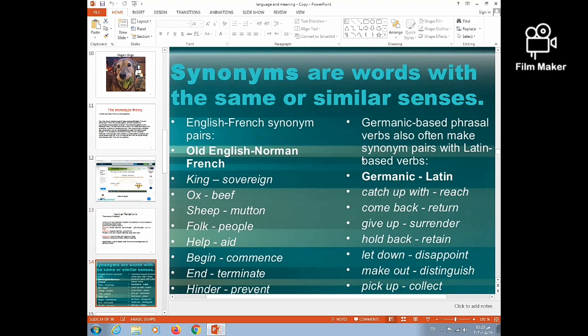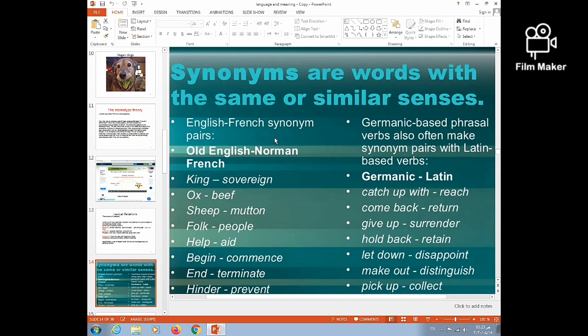The question is, why do languages have synonyms? Was it or is it not enough to have only one word denoting one meaning? But why do we have synonyms? If you look at English, you will find that because English has been influenced by many languages, and English has borrowed words from all languages around the world due to its interaction with local languages.